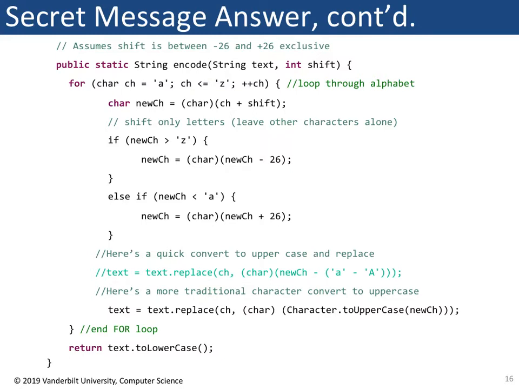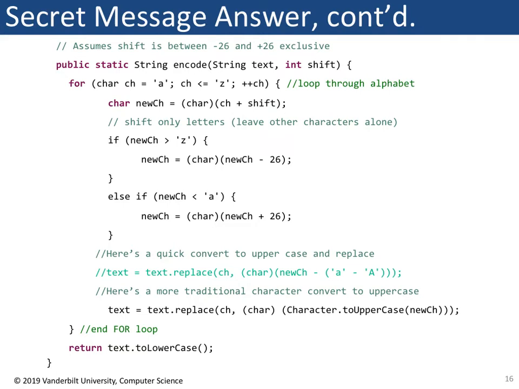So we declare this variable, which is of type char. We call it newCh, and we initialize it to the value of the current character. So we're looping through the alphabet one character at a time, so the current character plus the shift. This is what A would become or what B would become.